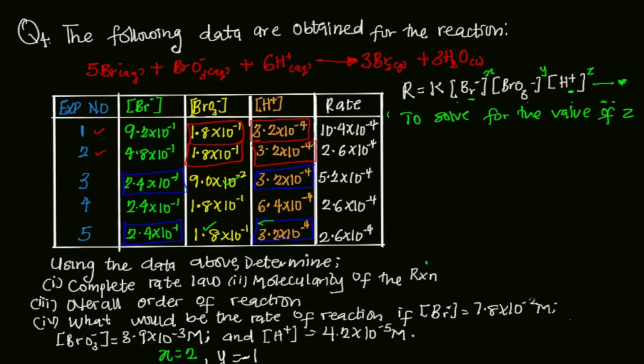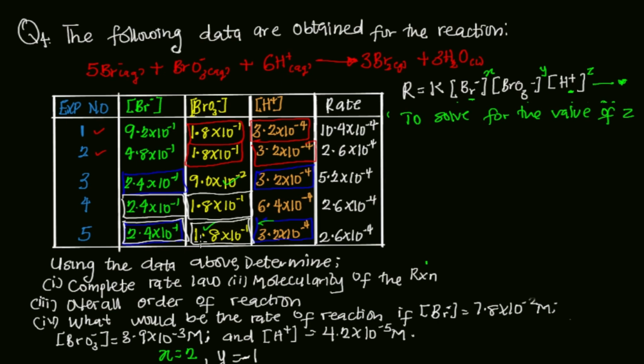So in that case, let me check very well. If I pick experiments 3 and 4, they are the same for this case, but not the same for this case. So that's why I'm not going to pick it. But experiments 4 and 5 are the same for this bromine ion and also for this, but not this. So I can go for experiments 4 and also experiments 5, because they have the same value of bromine ion and also bromate ion. So I can go for it.